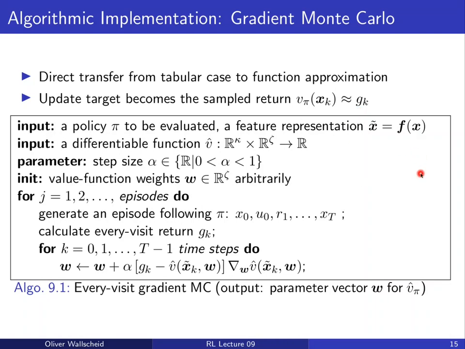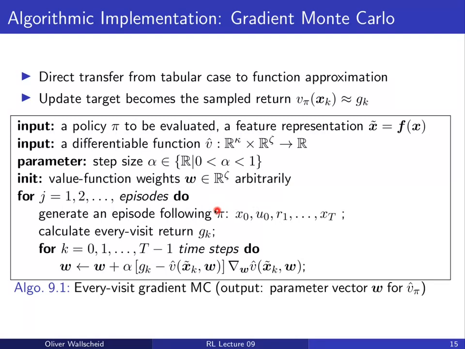And basically the code implementation of the every-visit gradient Monte Carlo method is shown here. So we have to give some inputs, of course, a policy pi which has to be evaluated because we're doing prediction here, a feature representation including the feature engineering, denoted by a function f, and a differentiable function v hat, which could be any type of differentiable function, as I said. It could be a linear estimator as from the previous slide, some decision tree, or also an artificial neural network, or whatever you like, which is feasible for working with the gradient-based parameter update step. And for that update step, of course, we also have to give a step size alpha, and we have to initialize the value function weights w, normally arbitrarily, or maybe also based on some expert knowledge if applicable.